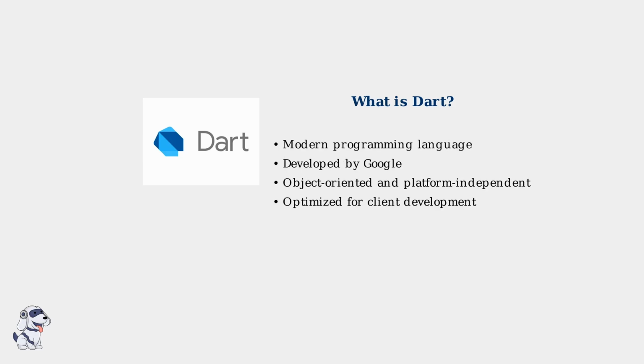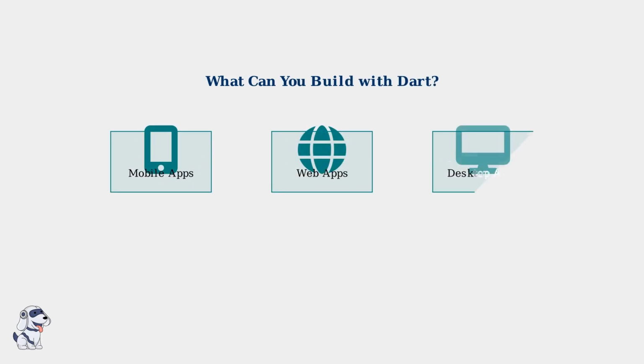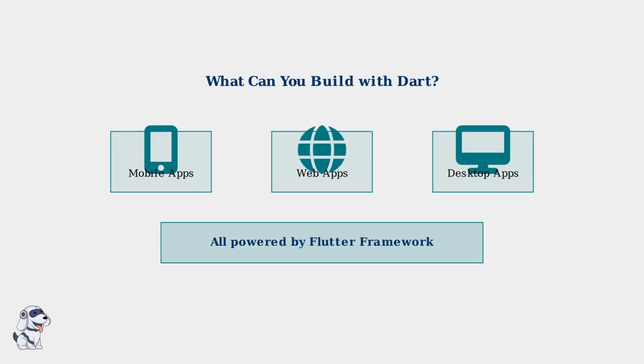It's designed to be platform independent, meaning you can use it to build applications that run on multiple platforms from a single codebase. Dart is most famous for its use in Flutter, Google's framework for building cross-platform applications. With Dart and Flutter, you can create mobile apps for both iOS and Android, web applications, and even desktop applications, all from a single code base.